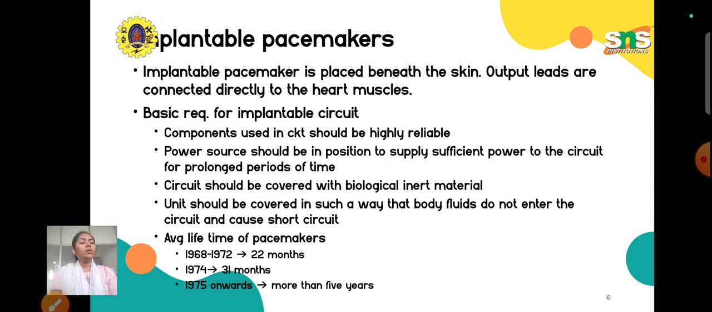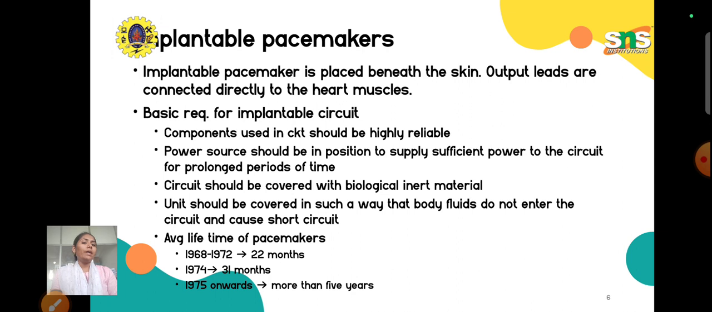The reason we say internal is based on the mode of application of this type of pacemaker. Here, we are going to place this pacemaker just beneath the skin, and the leads which come out from the pacemaker make direct contact with the heart muscles. So that is the reason this type of pacemaker is called implantable pacemaker.